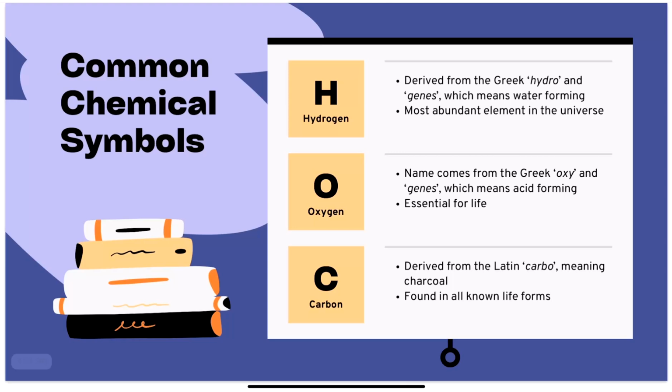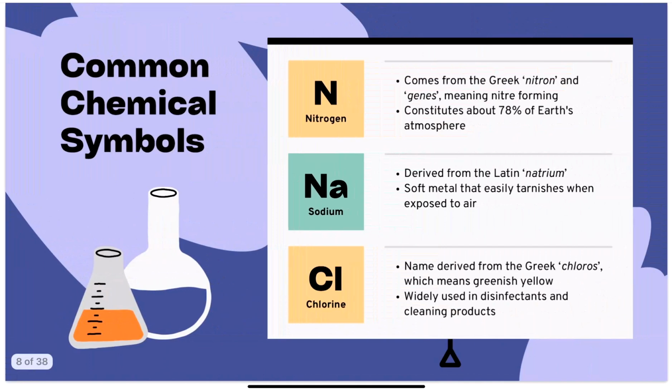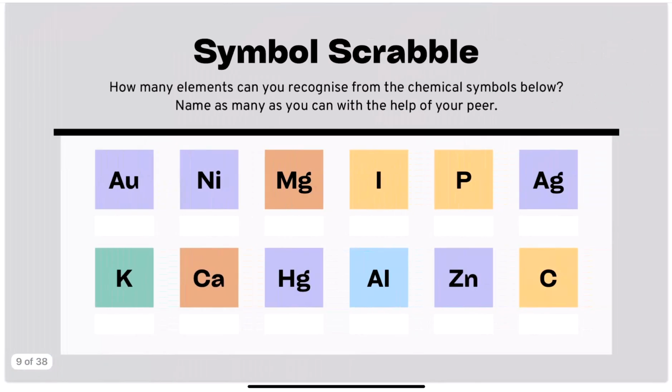Okay. Then we talk about chemical symbols and things like that, and how do you combine them? Common chemical symbols. So we have nitrogen, we have sodium, we have chlorine, and so on. You can pause the video at this time and try to work out and see what are the names of these common chemical symbols.